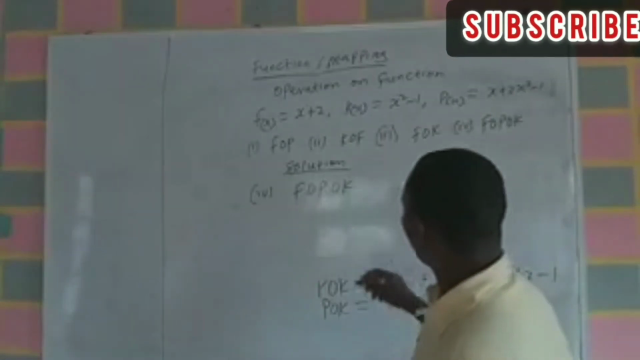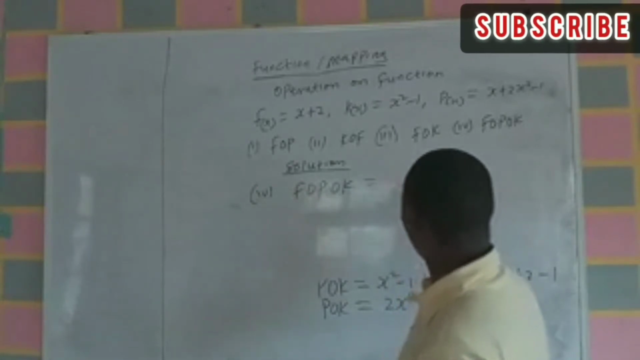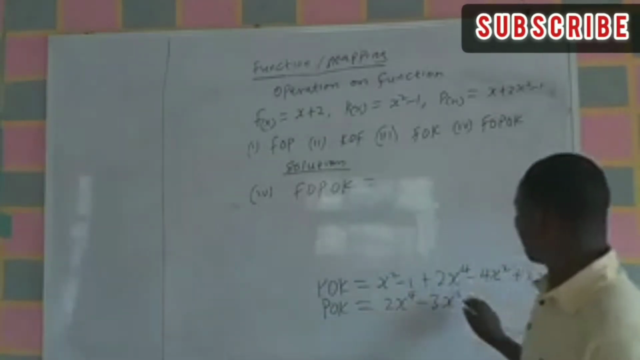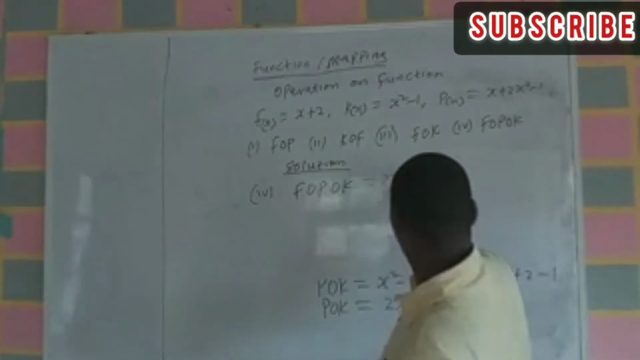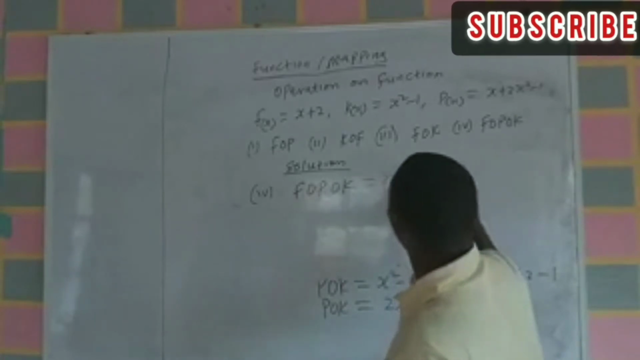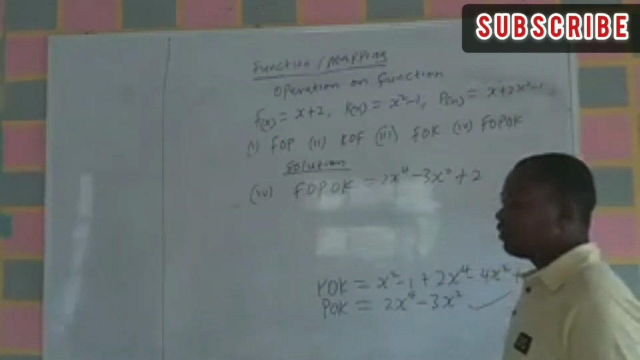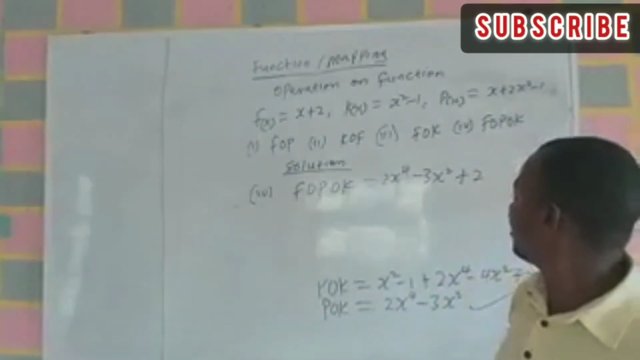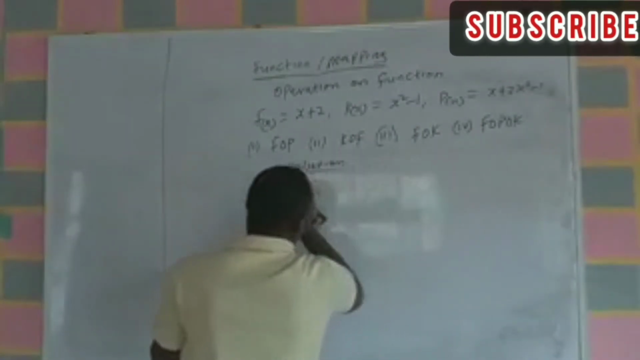So F of P of K is equal to, we substitute it for x, so we have 2s raised to 4 minus 3s squared plus 2. There's nothing to simplify. So this is the answer to this question. Okay, more questions. Let's take more.